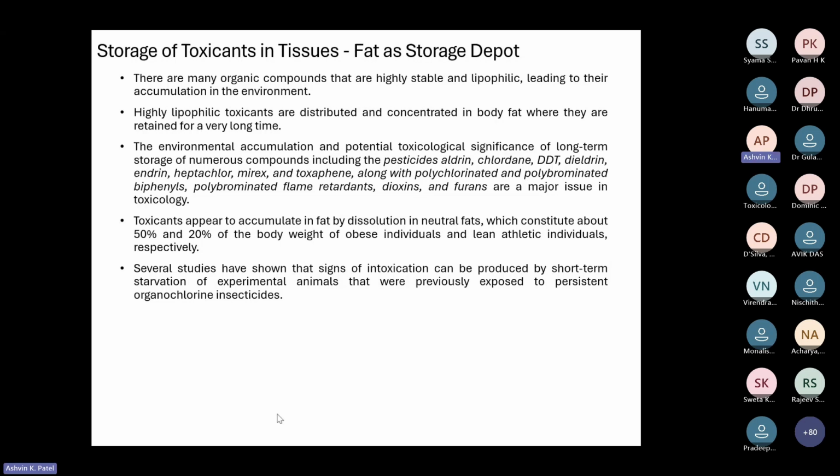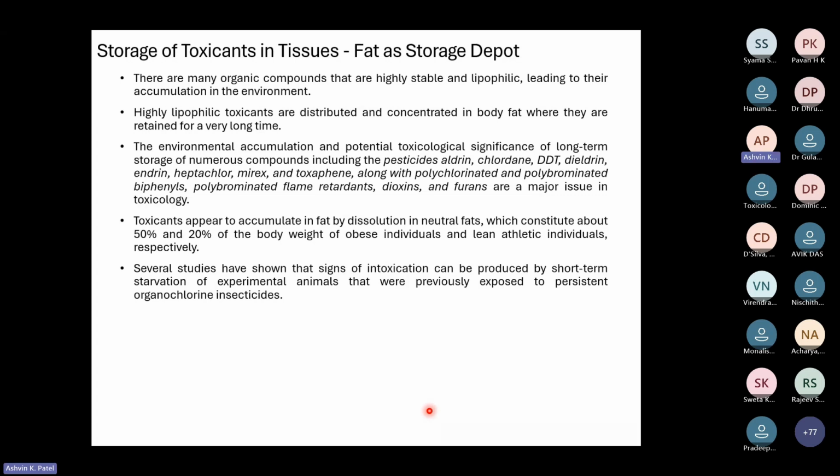There is potential toxicological significance for that storage for different compounds such as the pesticides aldrin, chlordane, DDT, and many more, which are stored in the fat for longer durations. Toxicants appear to accumulate in the fat by dissolution in the neutral fat, which constitutes about 50% and 20% of the body weight of obese individuals and lean athletic individuals.